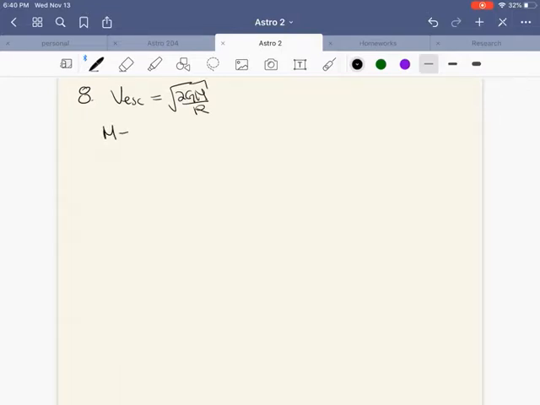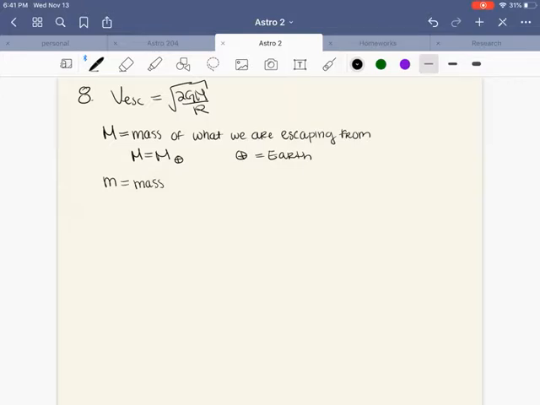So big M is the mass of what we are trying to escape from. And in both cases, both the hydrogen atom and the space shuttle are trying to escape from the Earth. So big M is the mass of the Earth, right? This symbol means Earth. Little m is the mass of what is escaping.